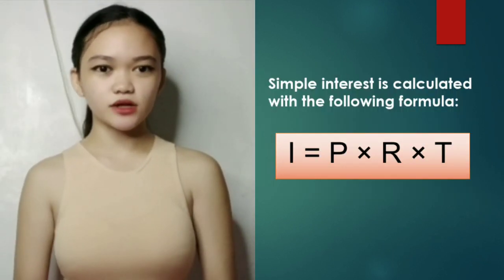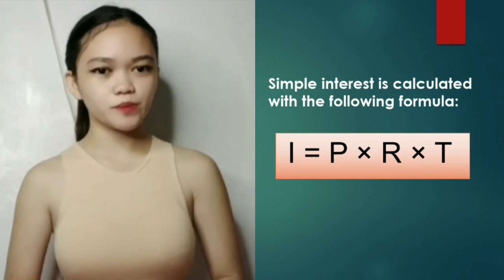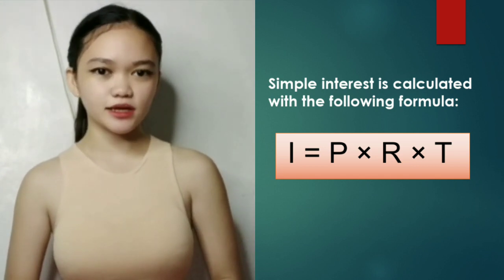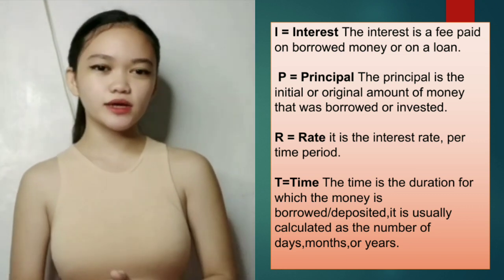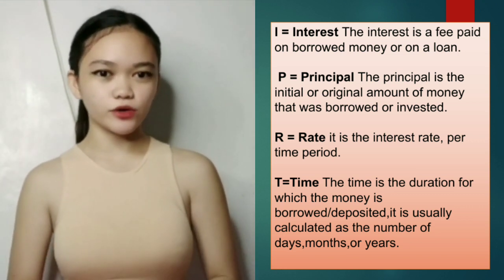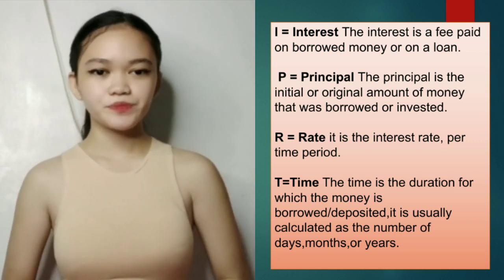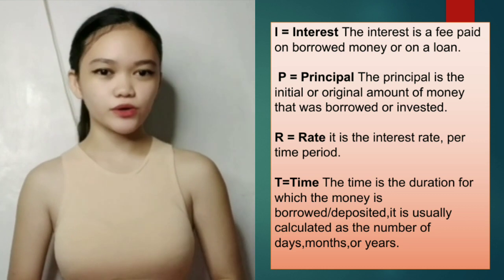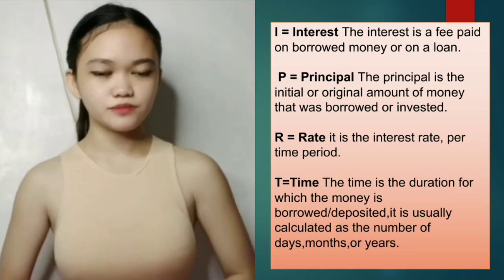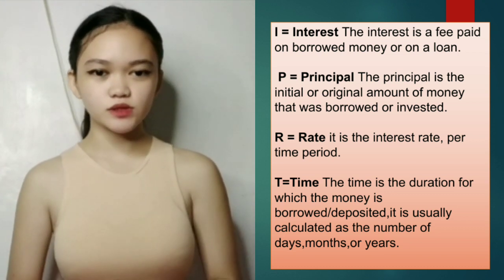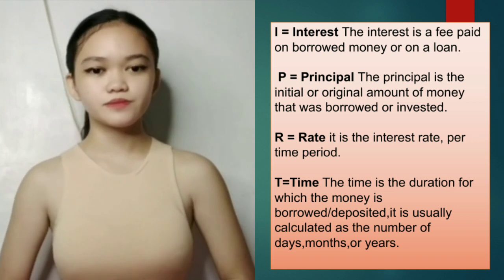Simple interest is calculated with the following formula. I equals P times R times T, where I equals interest, the fee paid on borrowed money or on a loan. P equals principal. The principal is the initial or original amount of money that was borrowed or invested. R equals rate. It is the interest rate per time period.